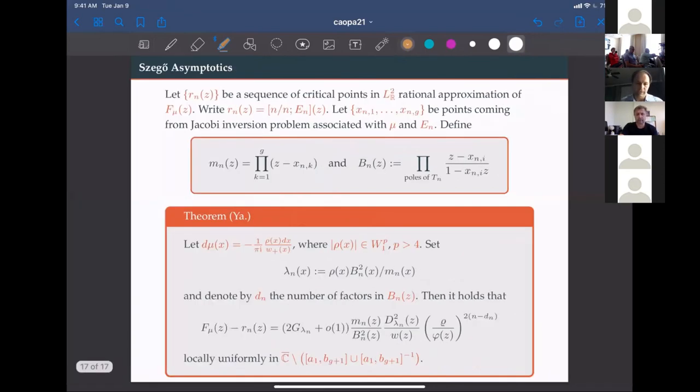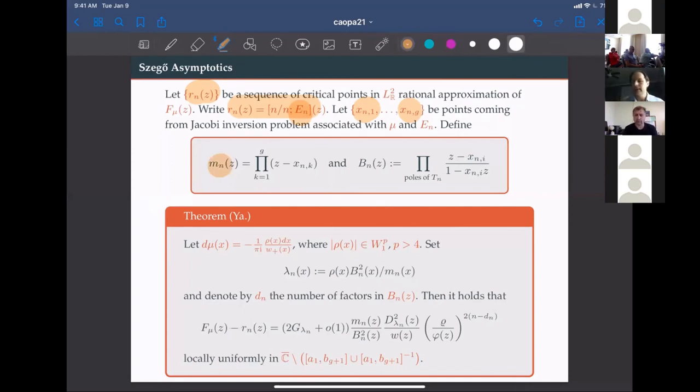Here's the unfortunate theorem, and I'll explain why it's unfortunate. Let's take the sequence of critical points in rational approximation. Let's look at them as multipoint Padé approximants. So I need to know the poles. Then let's go back to my previous theorem and solve the corresponding Jacobi inversion problem. And I'm going to get my points x_{n,j}, one point in each gap. M_n will be the polynomial that vanishes at those points. So I need to know the poles of the approximants.